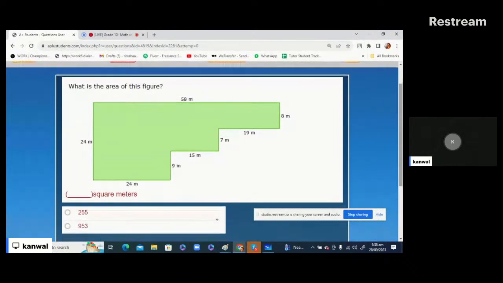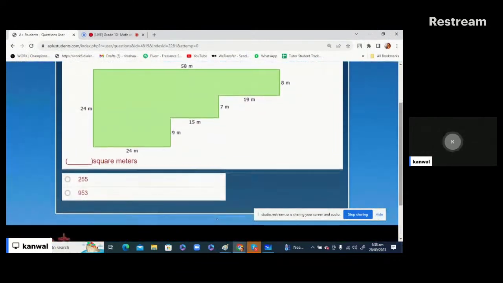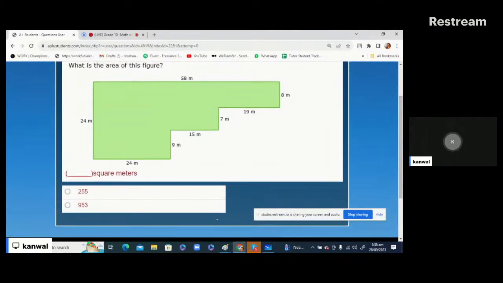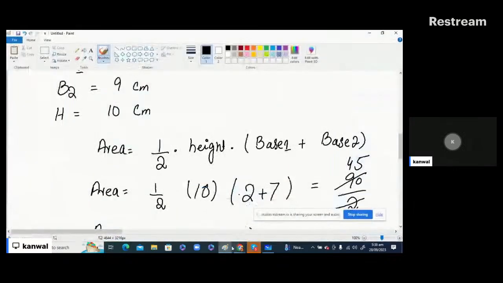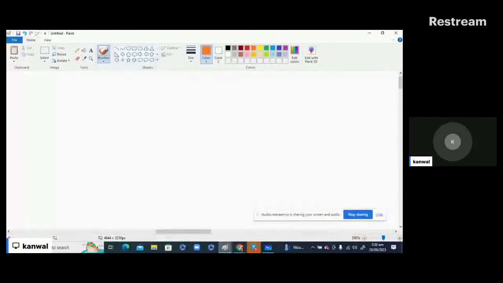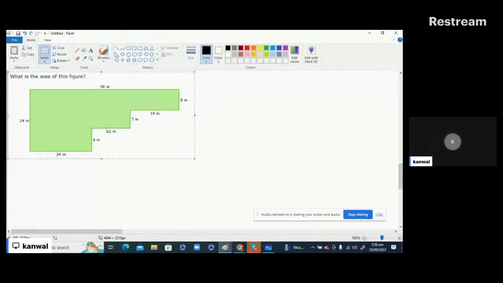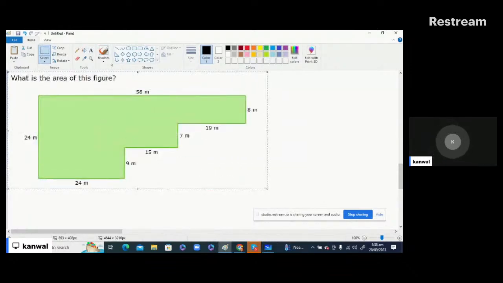Look at here now. This is also... first of all, convert into the small parts. Okay, let's take this and convert it into the small parts, and then let's check what we got as the answer for that. So here is your figure. Convert it into the small parts.